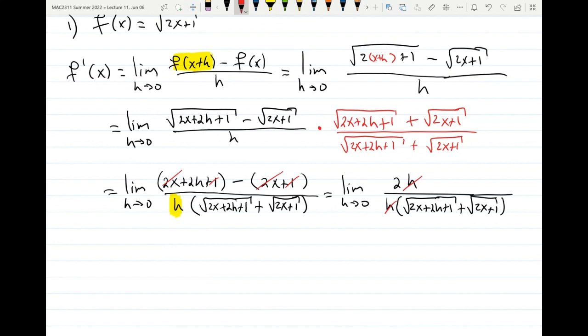Yes? So when you take the limit, what do we get? What do we get in the limit? That's the quotient, limit of the top divided by limit of the bottom. What's the limit of the top?